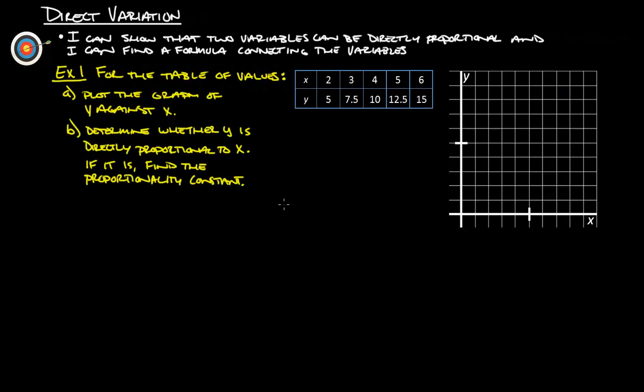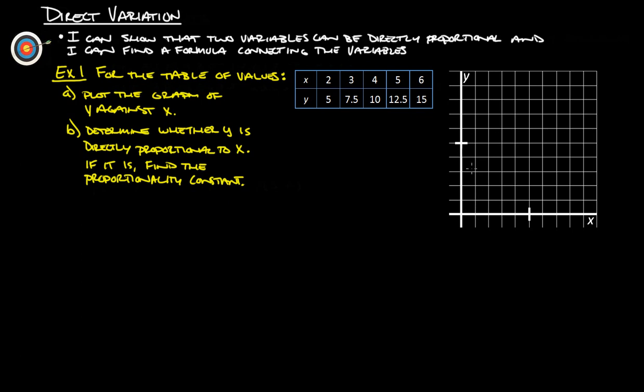Let's take a look at example 1 here. For the table of values, plot the graph of y against x. So we're just going to graph these points. We get 2 and 5, 3 at 7.5. We're going up to 15, so let's make all these go by 2.